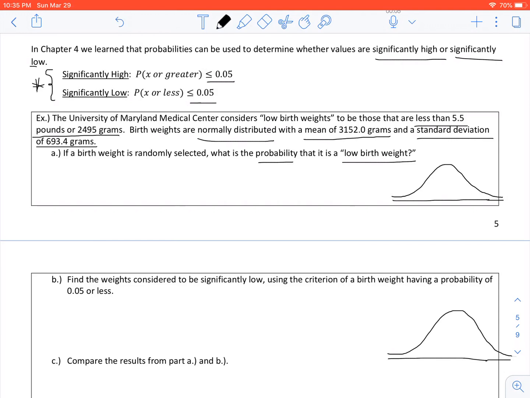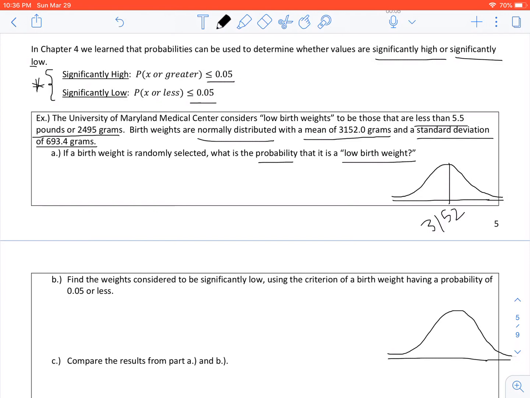So for part A, it says if a birth weight is randomly selected, what is the probability that it's a low birth weight? So go ahead and sketch a normal curve. And again, in the middle of that curve is our mean. Notice that we are using pounds and grams, but the mean and the standard deviation are both in grams. So I'm going to go ahead and use those for my numbers. So my mean is 3,152.